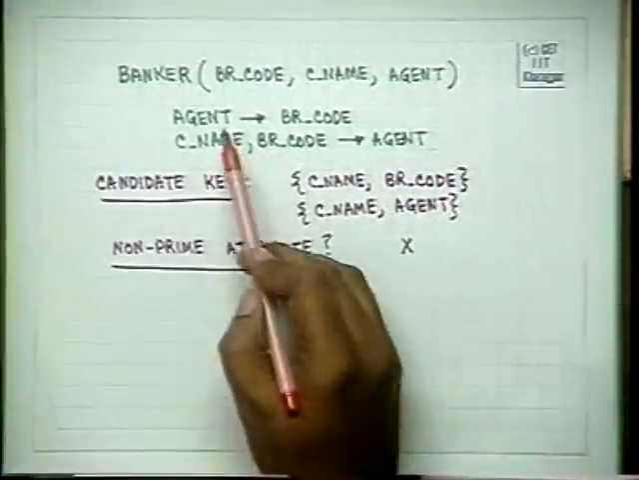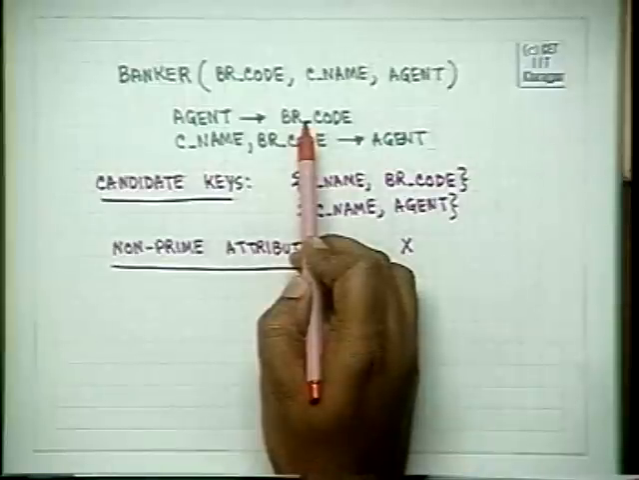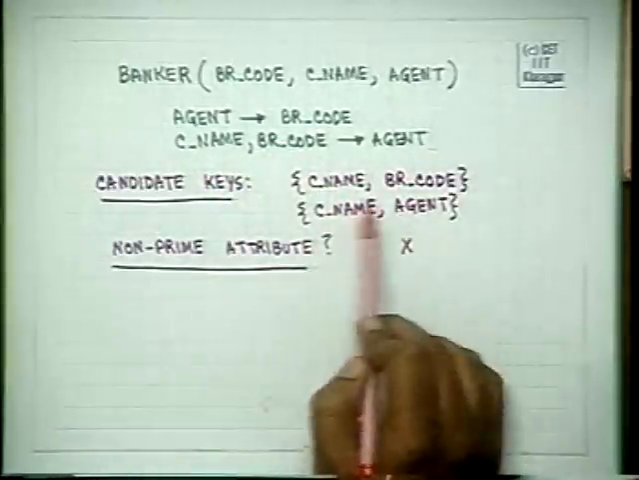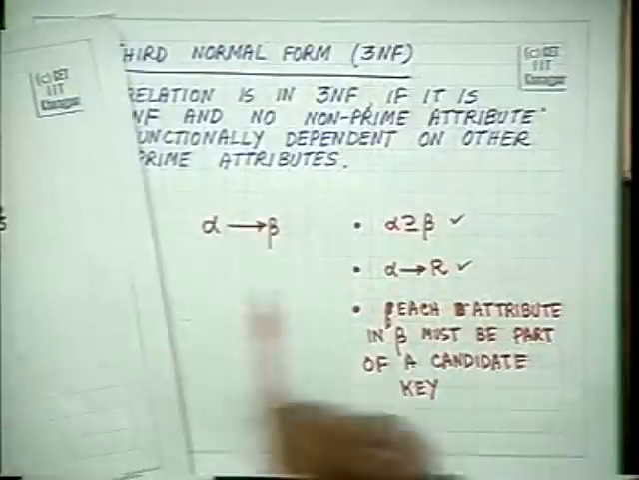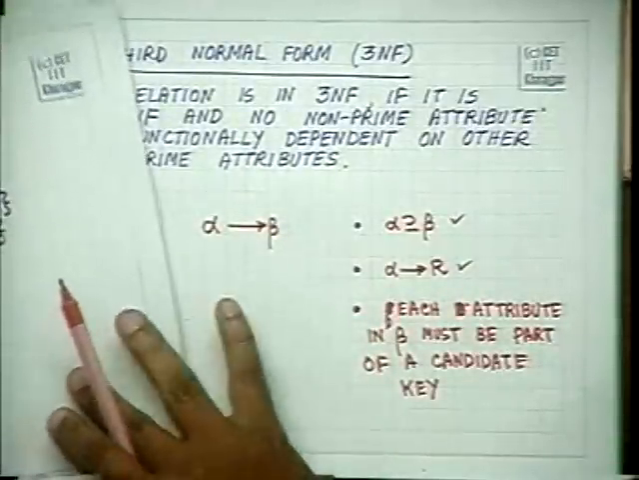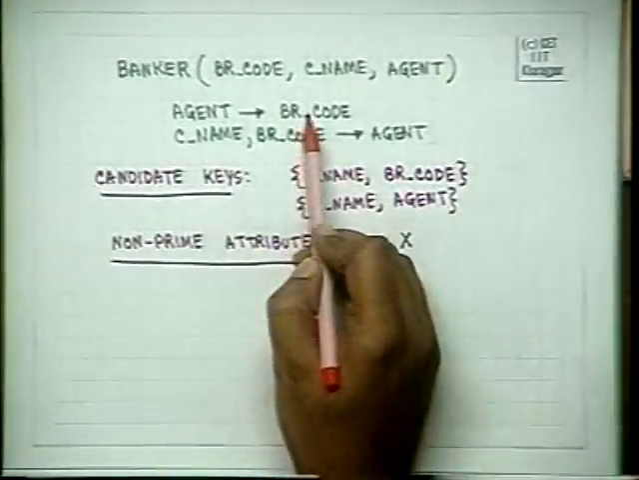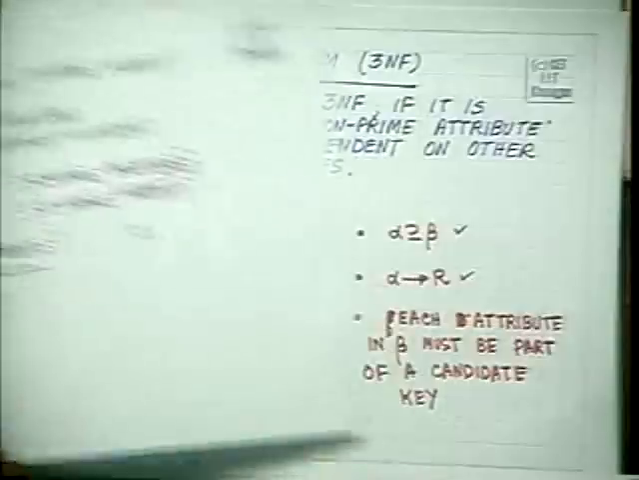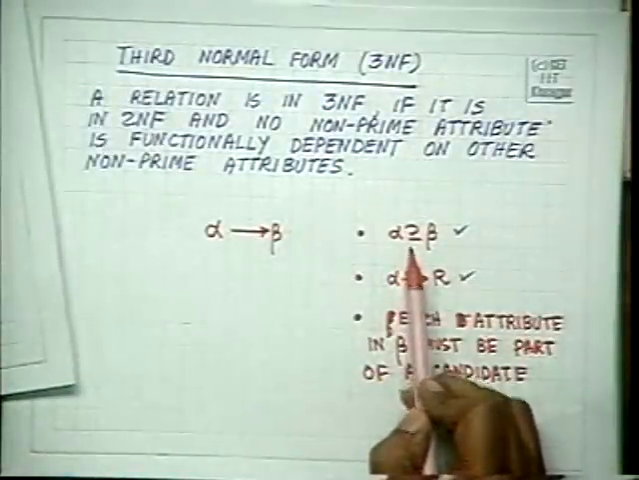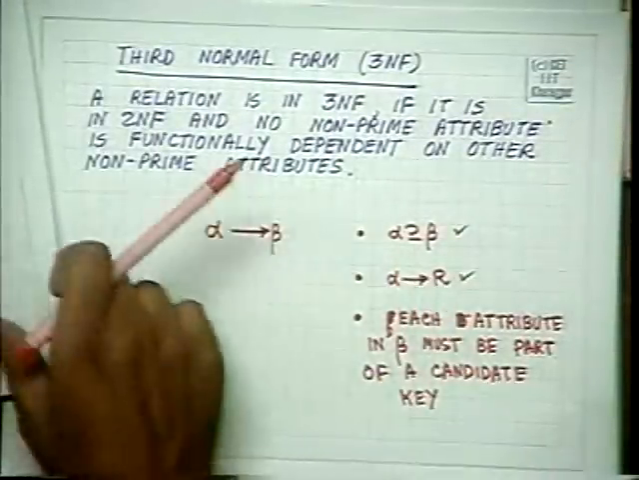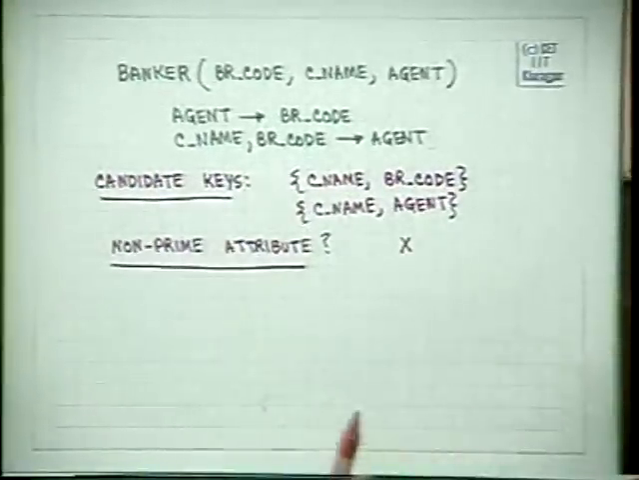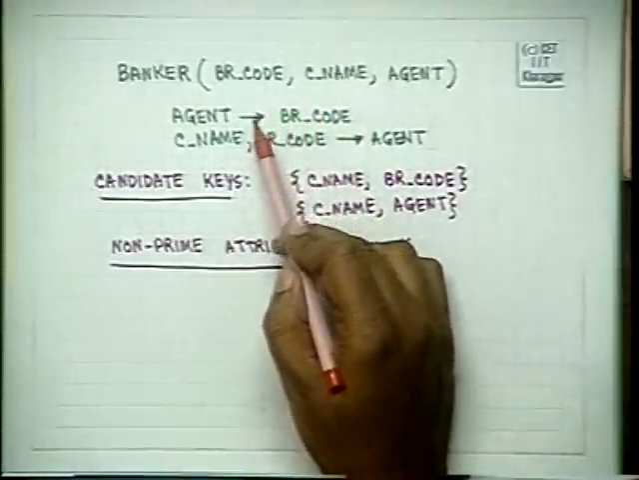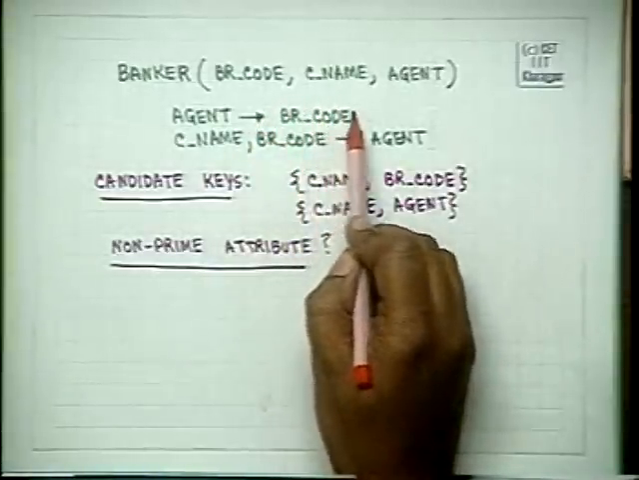What can you have? This is not a non-prime attribute. See, agent is fully functionally dependent on a candidate key. So alpha to R is satisfied here. But in this one, agent to branch code, it is neither a trivial dependency nor is alpha to R satisfied. And if it is in 3NF, then this one cannot be a non-prime attribute, it has to be a prime attribute.